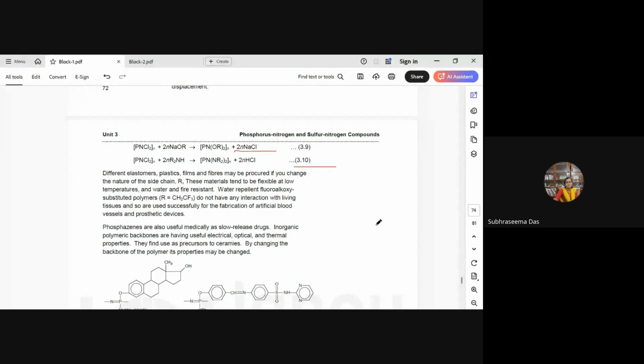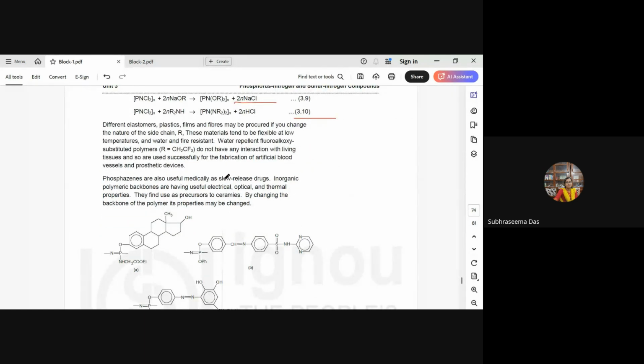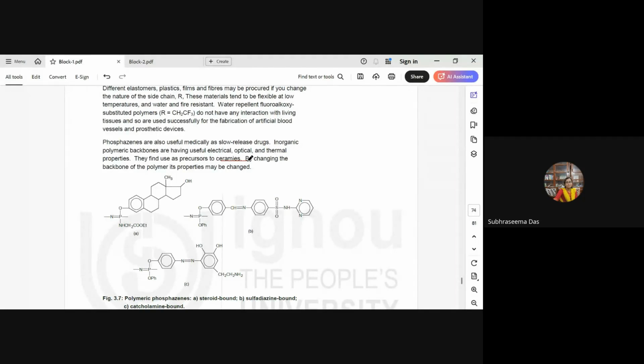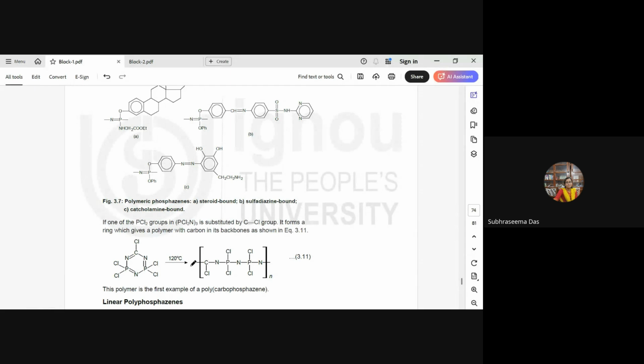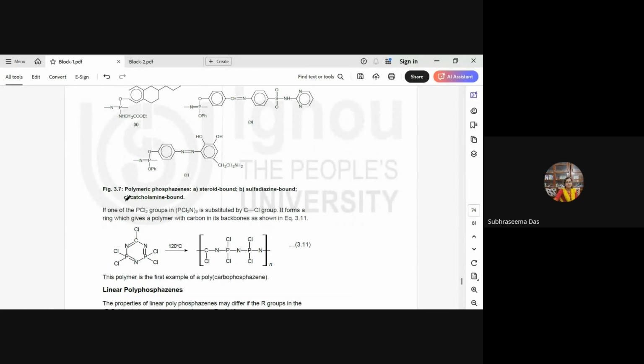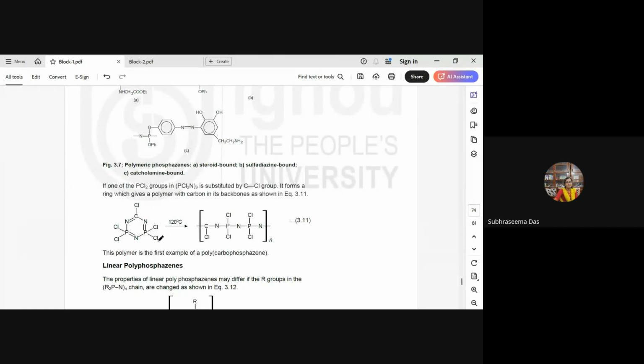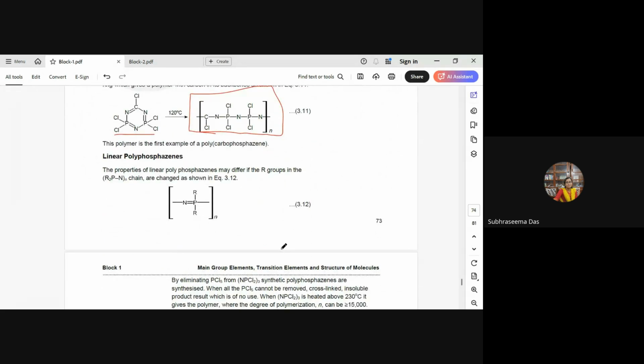Different elastomers, plastics, films and fibers may be procured if we change the nature of the side chain. These materials tend to be flexible at low temperatures and in water, and they are fire resistant in nature. The phosphazenes are also useful in medicine, as slow-releasing drugs. They have also been used to form ceramics. These are some of the common examples of polymeric phosphazenes. If one PCl2 group is substituted here, it forms a ring, and it forms the example of the first polycarbophosphazene.